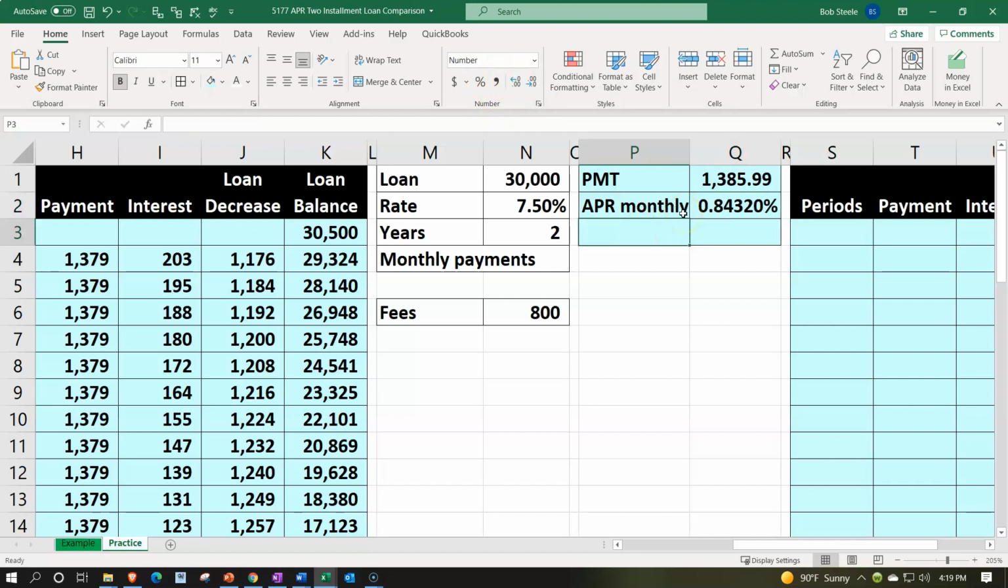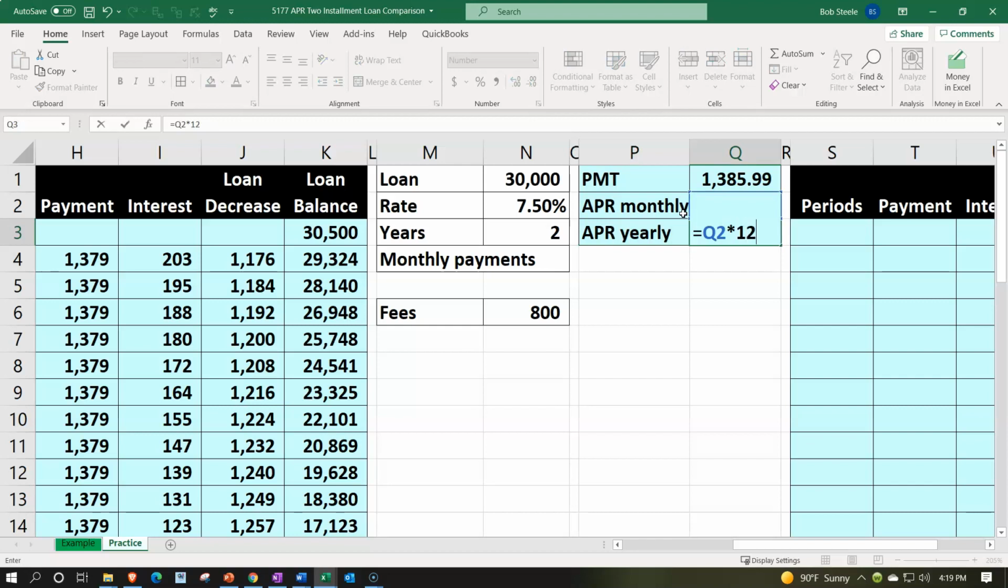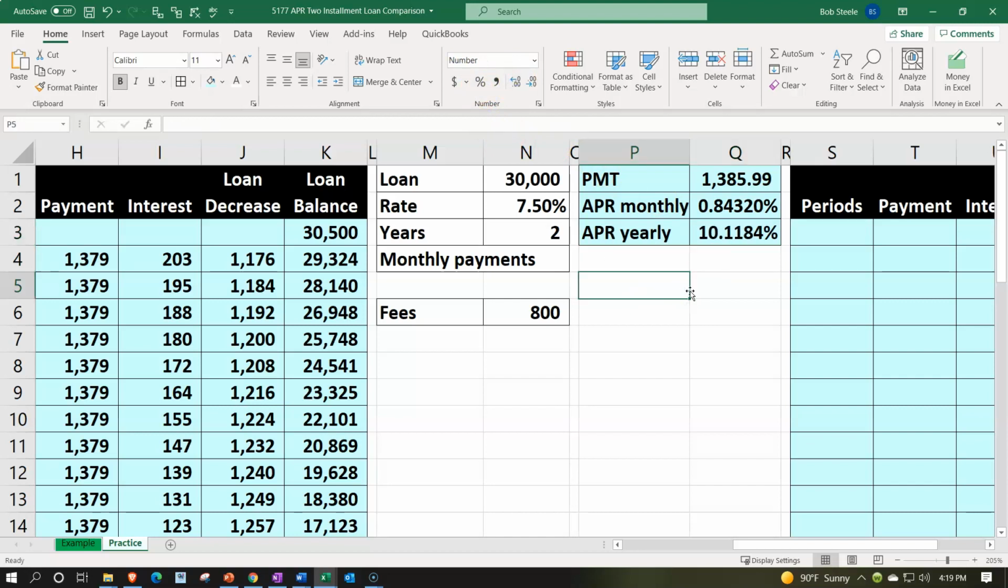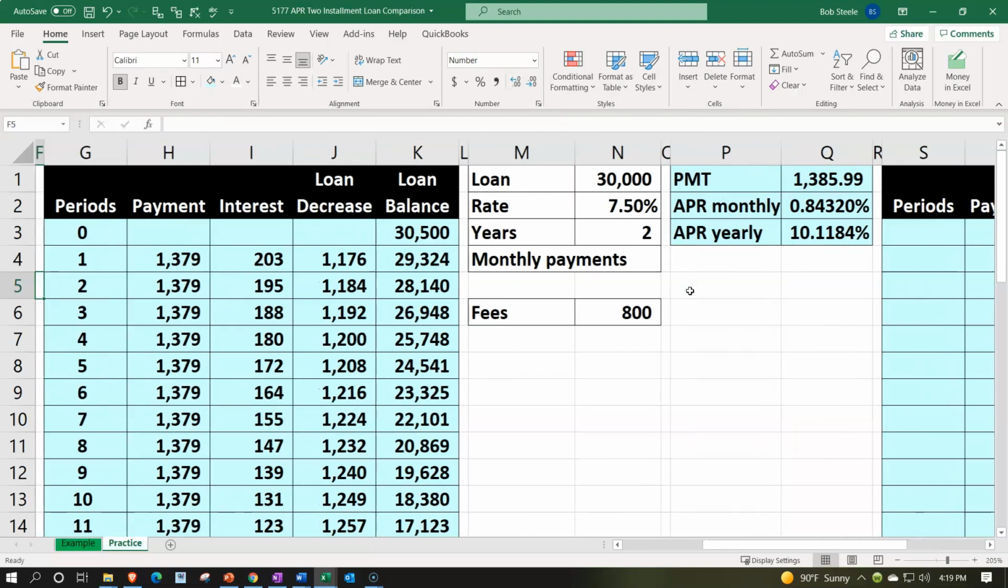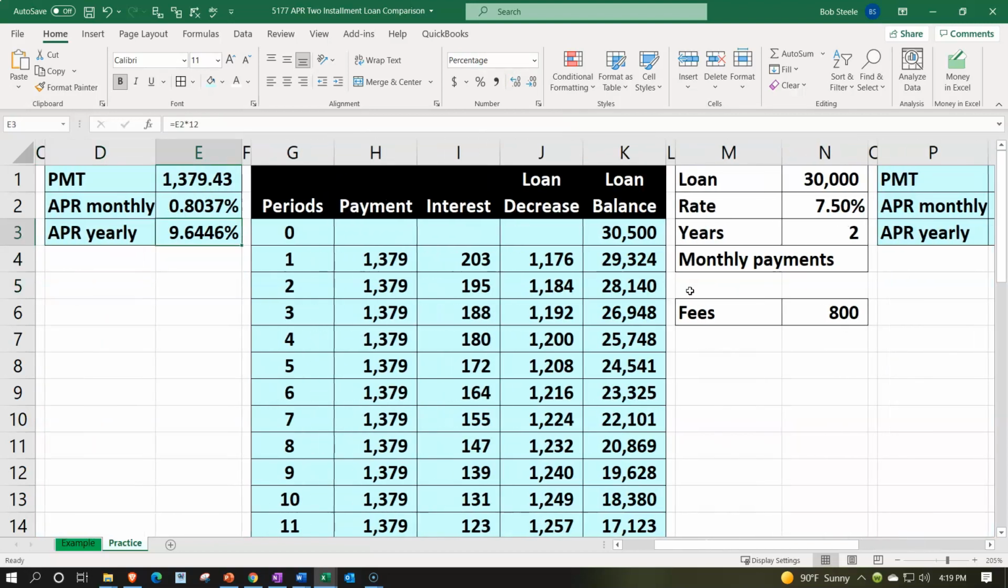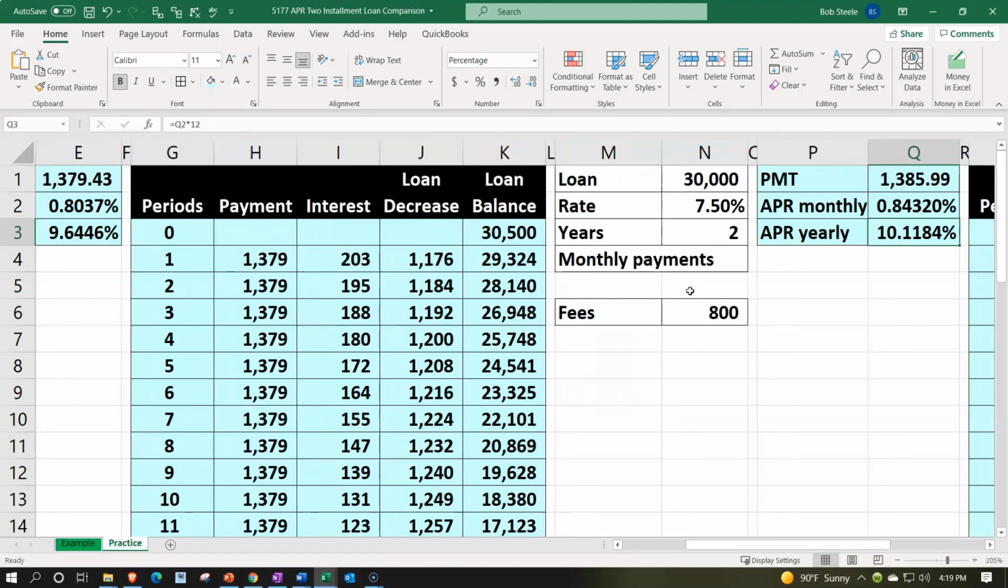Let's say then we're going to pick up the yearly APR. We'll just say equals that number times 12 and make that a percent. Number group, percentifying it, adding a couple decimals. So there we have it. So the 10.118. So now we can't really compare these two scenarios, but we can compare that number, right? We got the 9.6446. And this one, although it has the higher fees, it's got the lower rate, and it's at the 10.1184. So it doesn't look like paying these fees up front is justifiable, even though you got the lower rate.